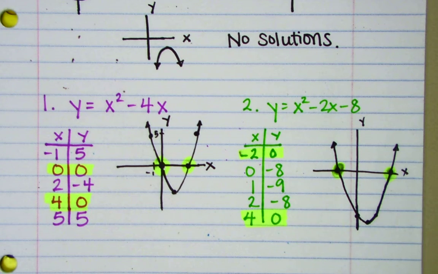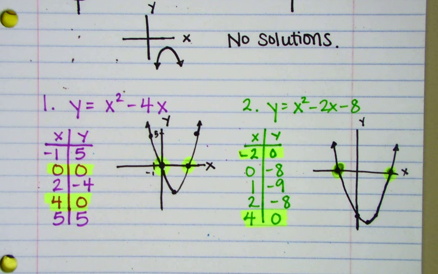What are my two solutions on this one? 4, 0. 4, 0, and what else? Negative 2, 0. Right? That's where it crosses the x-axis. What about 0, negative 8? It has a 0. Right? Is that one of our solutions? That's the y-intercept. Right. That's the y-intercept. Okay? We've talked about that before.